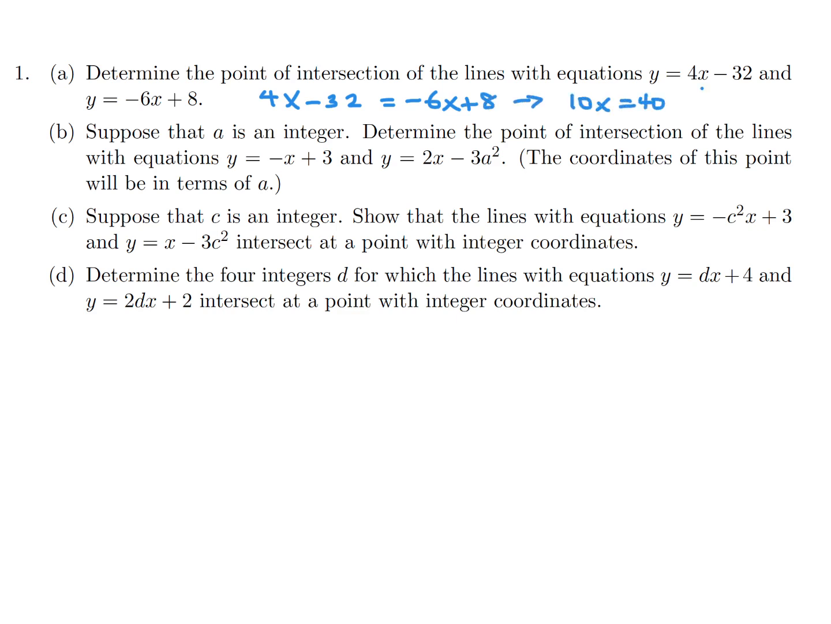So x is 4. And if x is 4, sub it back into either one of those to get the value for y. And when you do, you'll get y is equal to minus 16. So that point of intersection will be (4, minus 16).